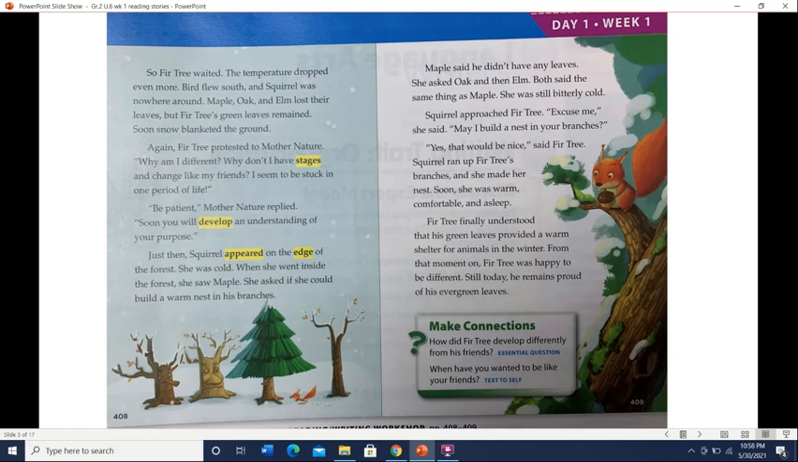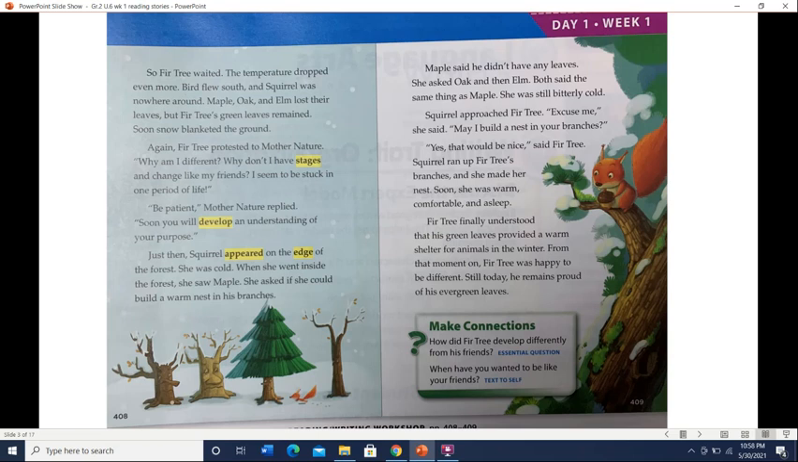Again, fir tree protested to Mother Nature. Okay, he went to complain again. Why am I different? Why don't I have stages and change like my friends? I seem to be stuck in one period of life. Okay, so he's not happy. He goes and complains to Mother Nature. Why am I different? Why don't I change like my friends? Why don't I have stages?